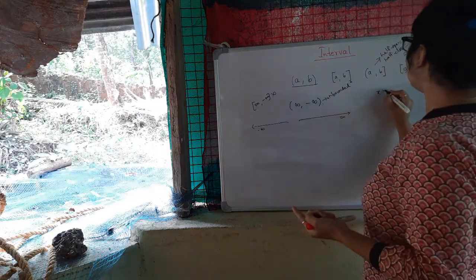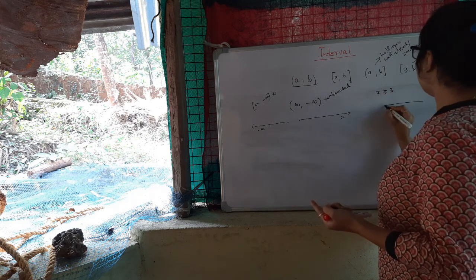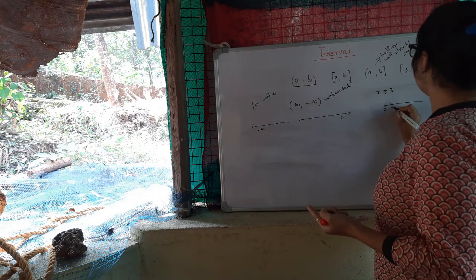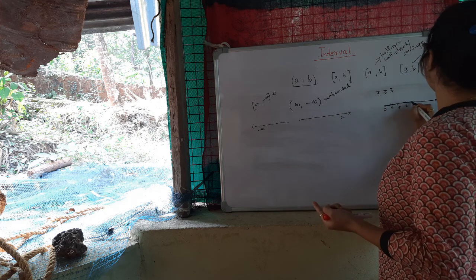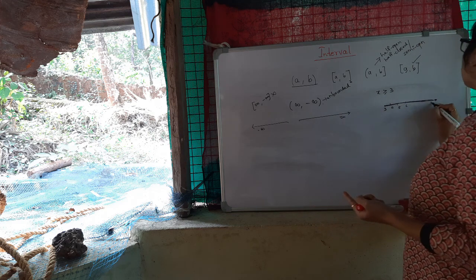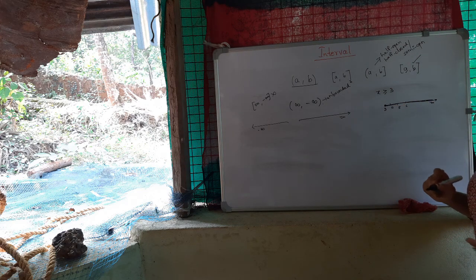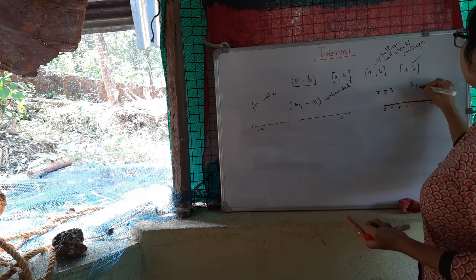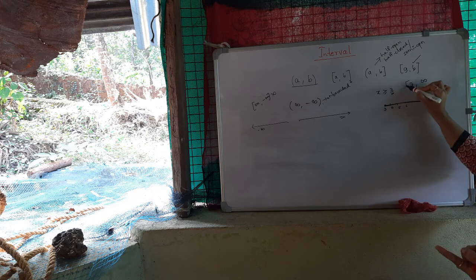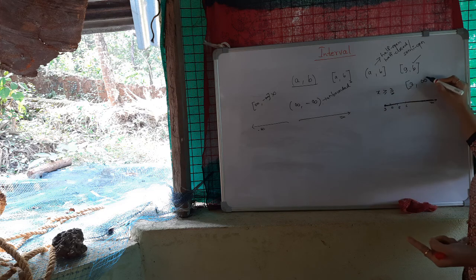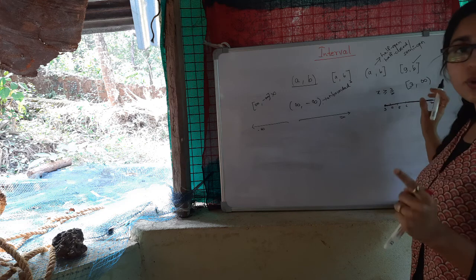For example, I can consider x greater than or equal to 3. That means I am including 3, and it can go on till infinity. So this will be a thick line extending till infinity, but it is including 3. This can also be written as 3 and infinity. Since 3 is included, I will use the square bracket, but here I have to use the open bracket because we do not know where it is going to end.